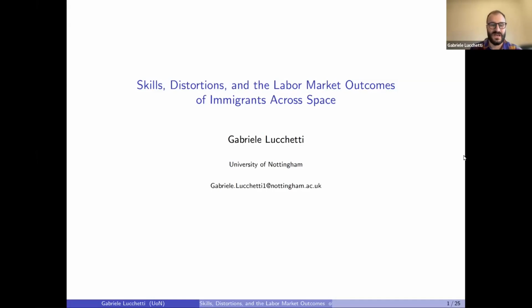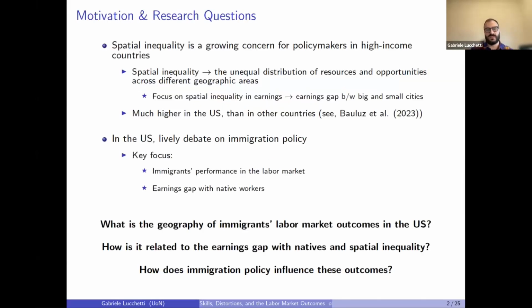I'm going to tell you about my job market paper, which is titled Skills Distortions and the Labor Market Outcomes of Immigrants Across Space. Let me start with a bit of motivation behind my research questions for this paper. There is a growing concern among policymakers for spatial inequality in high-income countries.